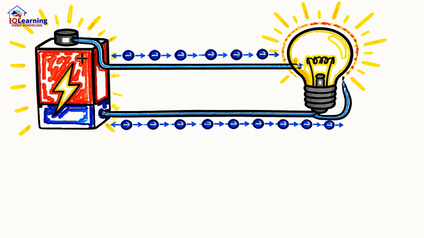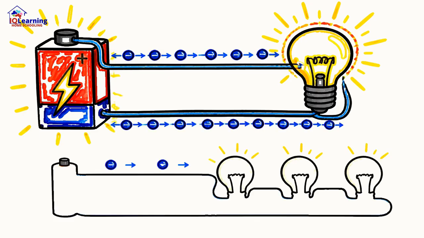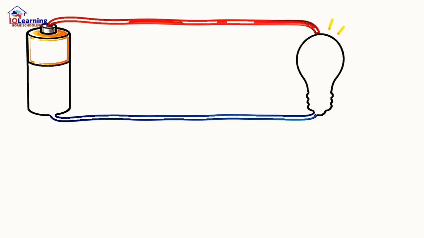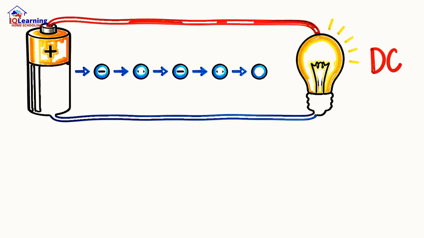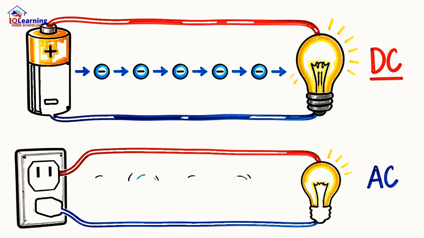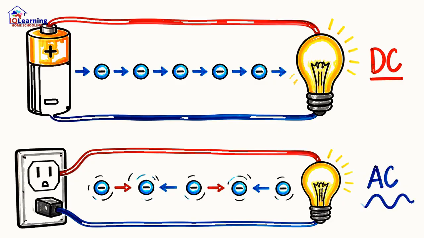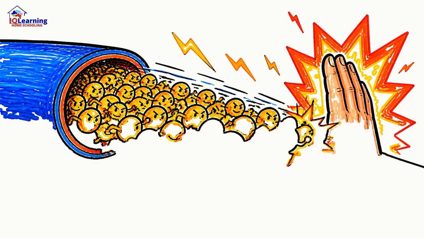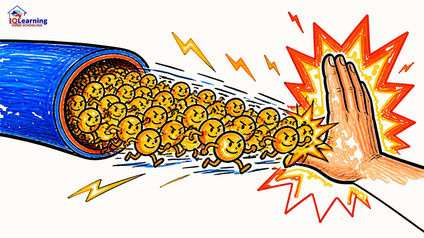But if you increase the resistance by adding more bulbs, the current decreases because it's harder for those electrons to push through. This flow can be direct current, or DC, like in a battery where electrons march in one direction, or it can be alternating current, AC, like from your wall socket, where electrons vibrate back and forth. But remember, it's the high current, the sheer volume of flow, that makes electricity dangerous.